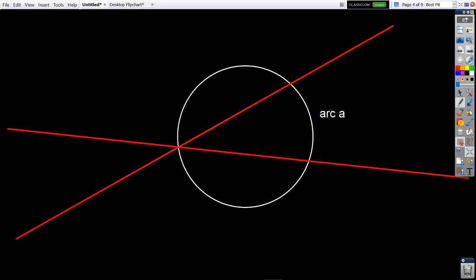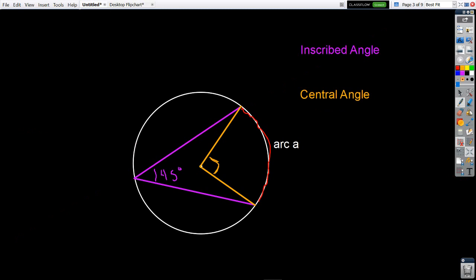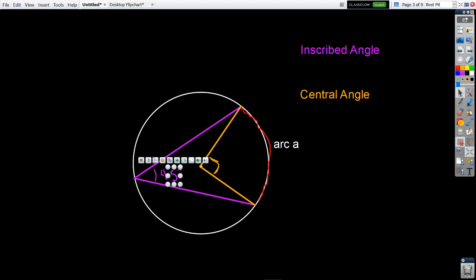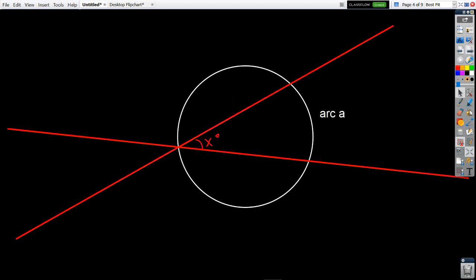So if we have this situation here where the point of intersection of two lines is on the circumference, we can say that this angle x, or the angle made by those two intersecting lines, is exactly 1/2 of arc A. And that's just this inscribed angle theorem again. If arc A is 90 degrees in this case, then our angle over here would be 45, because of arc A being 90. So x is exactly 1/2 of arc A. So the measure of angle x is arc A divided by 2.